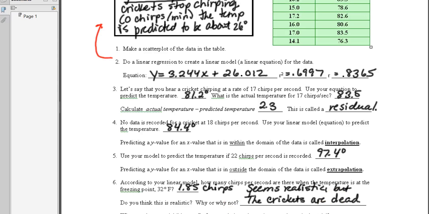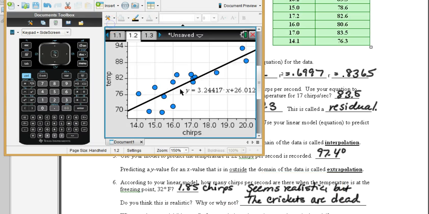If we looked at that on our scatter plot, so the 17 chirps here, let me see if I can find it. There it is, 17 chirps, 83.5. You would see that that point is above the line, 2.3 degrees above the line. So positive residuals, remember, are above the line. That means that they are higher than predicted. Negative residual values would be below the line. Those would be lower temperature than predicted for that number of chirps.